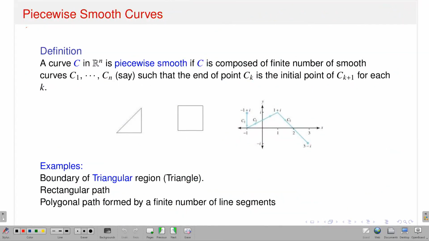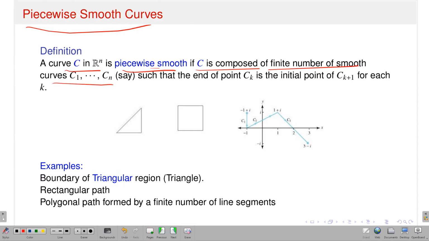Okay. So, then there is a notion of what is called a piecewise smooth curve. What is a piecewise smooth curve? A curve C in Rn is called piecewise smooth. From the definition you can see it is not smooth fully, but I can chop it into finitely many pieces and each of the pieces is smooth. In other words, a curve C in Rn is called piecewise smooth if C is composed of a finite number of smooth curves C1, C2, ..., Cn.